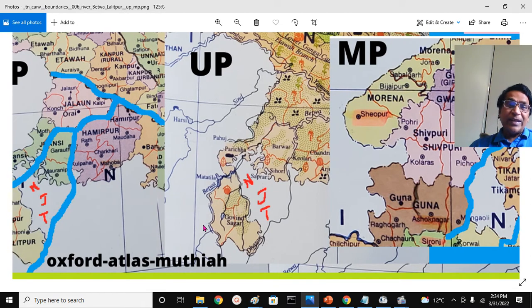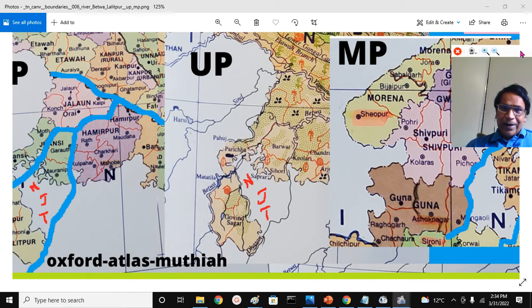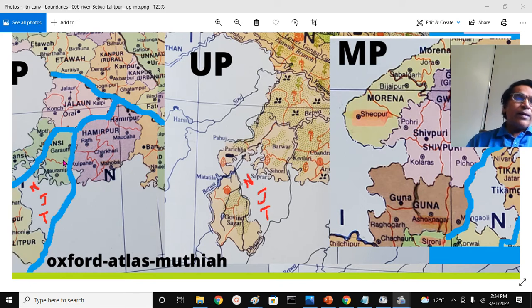You can see the Betwa river here on the west side of Lalitpur district, and it goes into Central Provinces, Madhya Pradesh here, and it separates the Jhansi district into eastern and western parts. Eastern, we can see Mauranipur and Garautha in the eastern part, Mau and Jhansi in the western part.